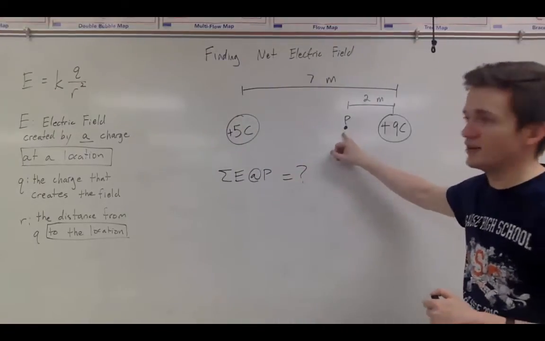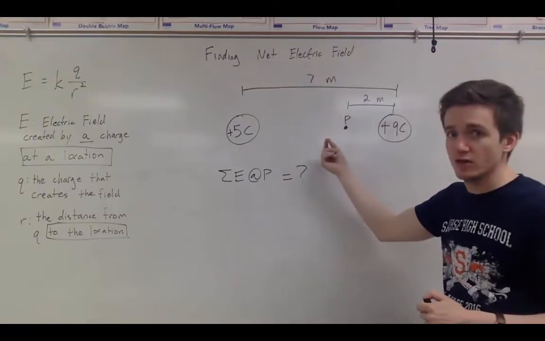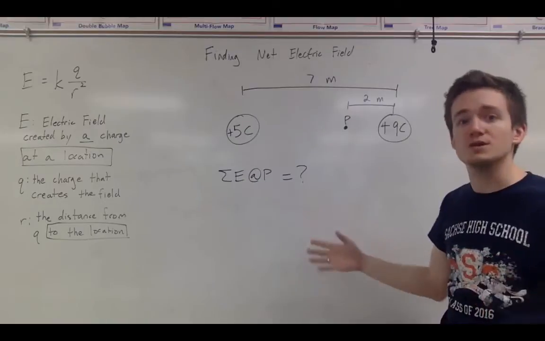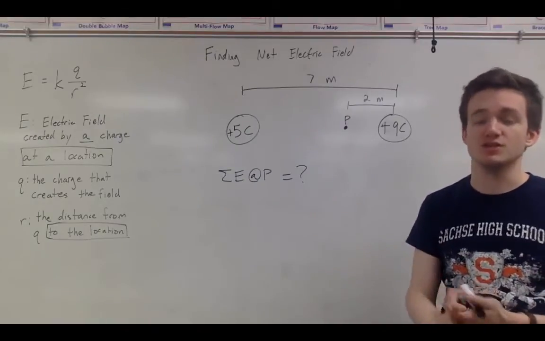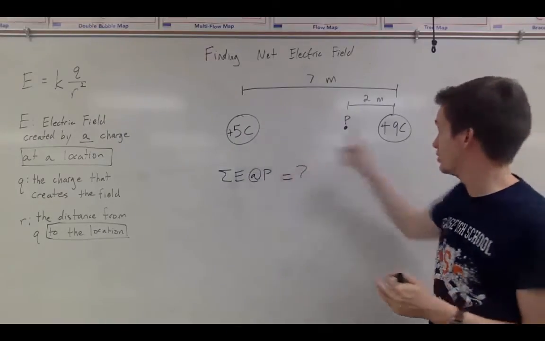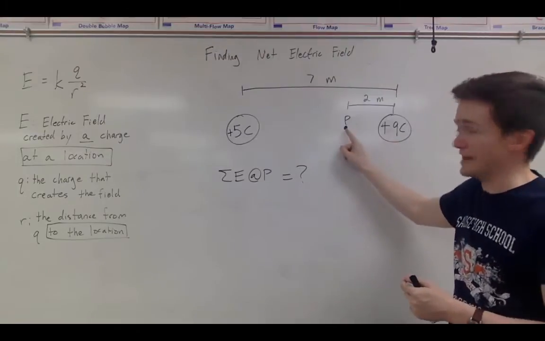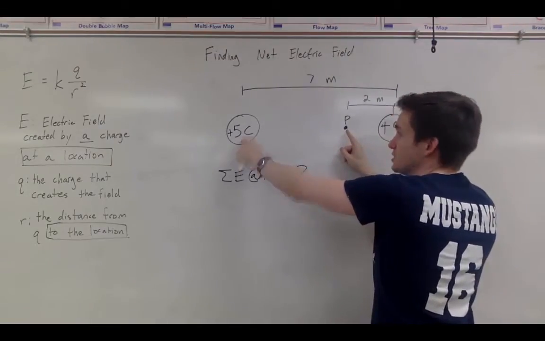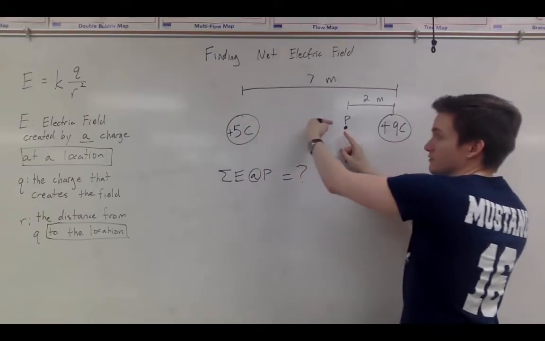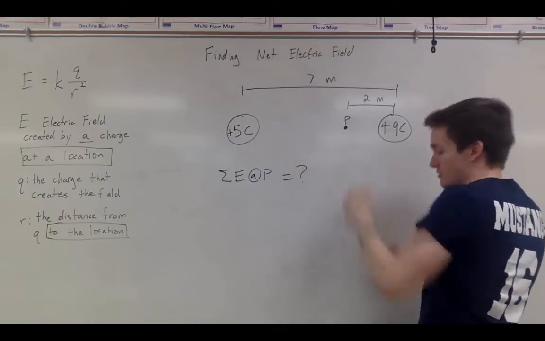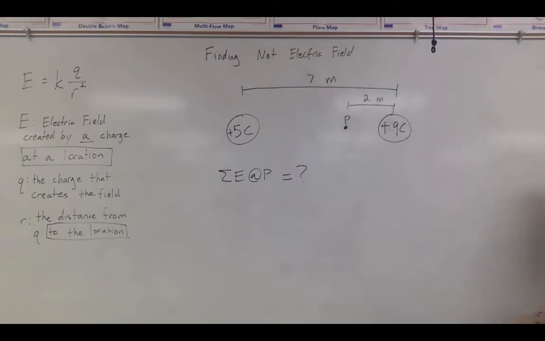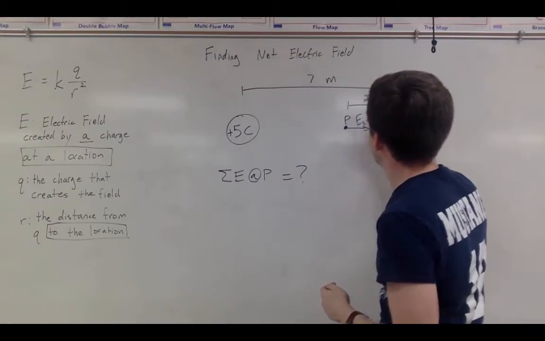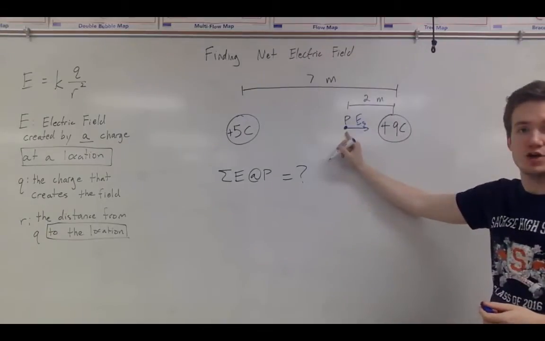So the first thing we need to think about here is when we combine these, which way are the different fields going to point? Well, think about what we just did. Fields point away from positive charges towards negative charges. These are both positive. At point P, the 5 Coulomb charge is going to create a field away from itself. And so at point P, that field value will be pointing to the right. So we're going to have the value pointing off to the right.